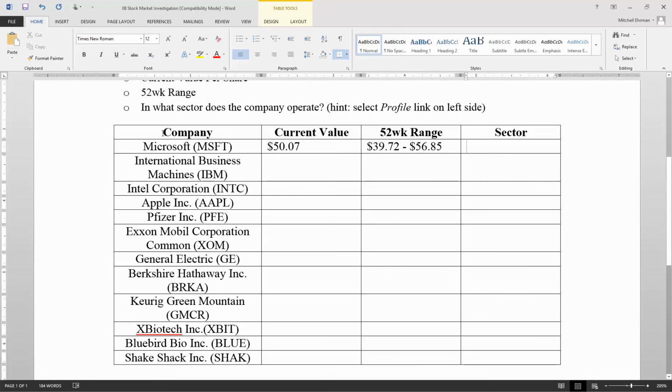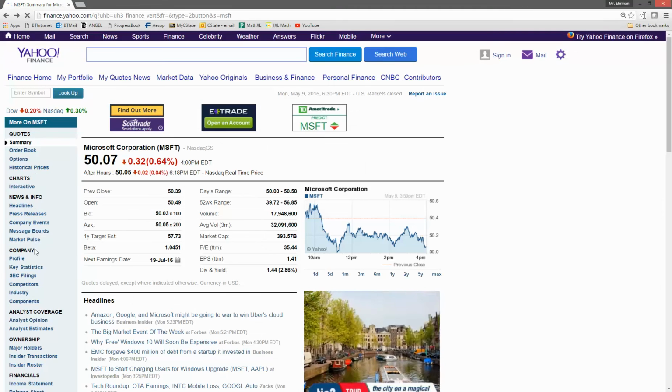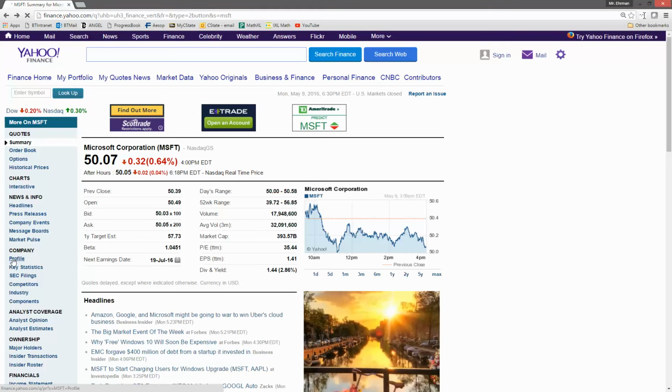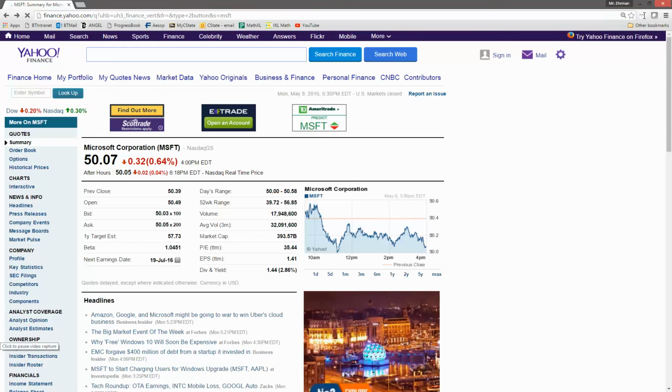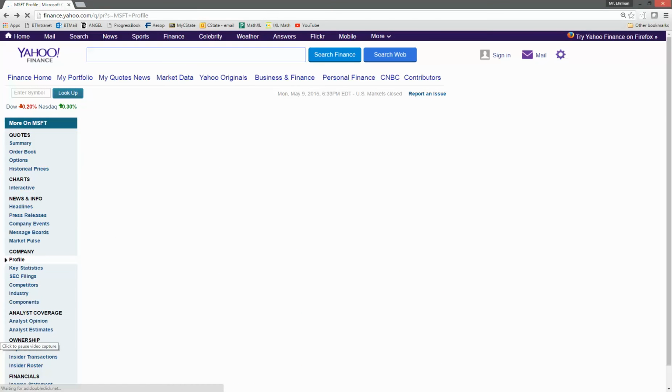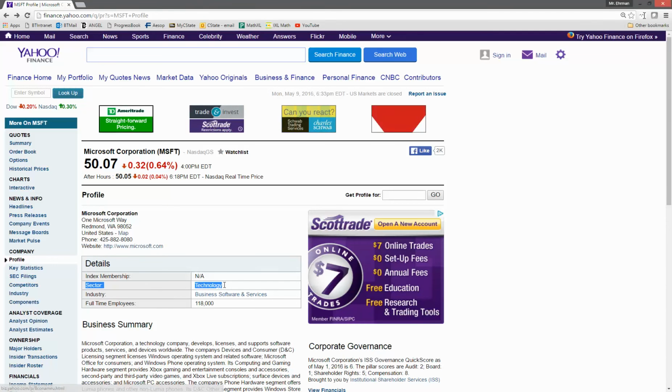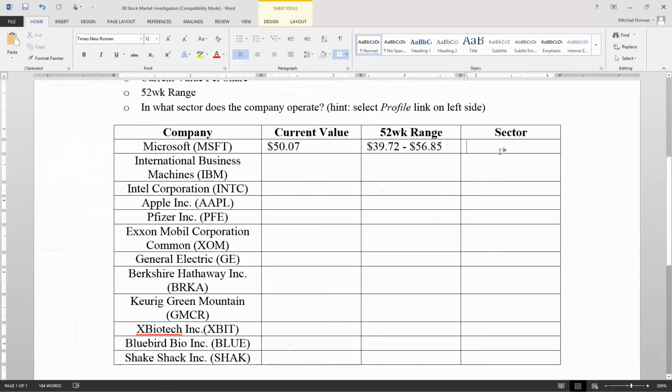That might give me an idea for where this stock might be going in the future. And finally, for this stock, I'd like to find out what sector it operates in. So we'll go back to the website, and on the left-hand side, we'll choose the profile option. There we go. My computer's running a little bit slow. Let's see what comes up here. There it is. Sector. Microsoft operates in the technology sector. So I'll go ahead and indicate that. And that's all that we're doing for these first 10 stocks.